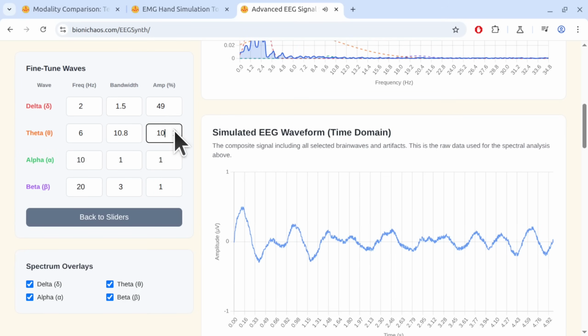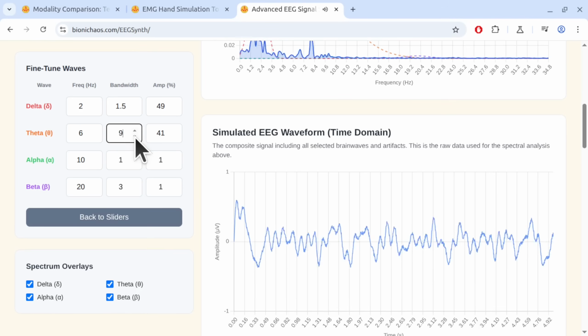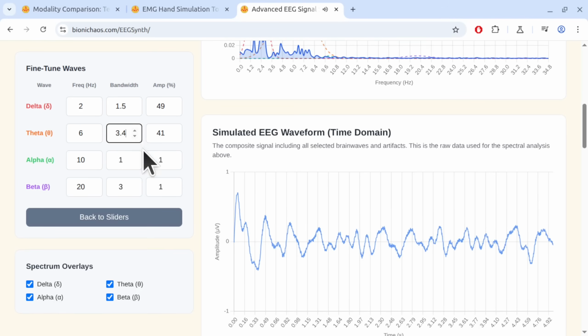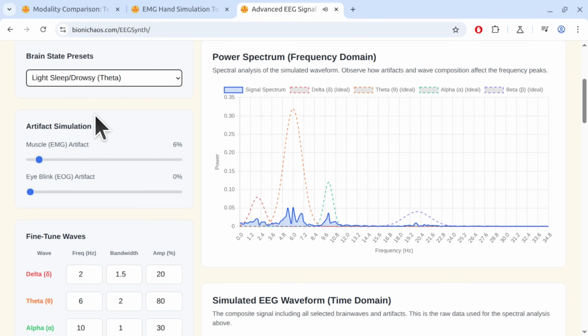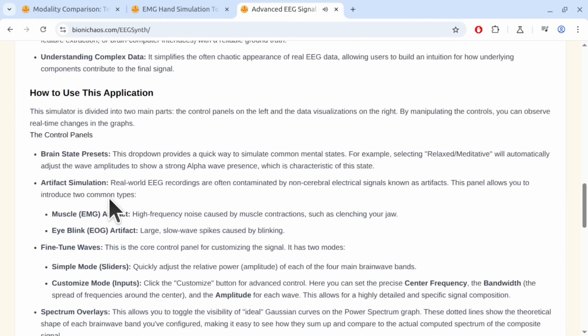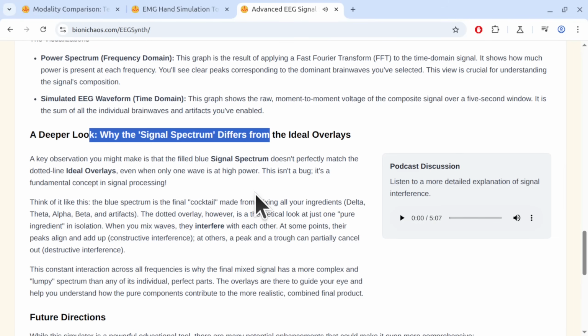Okay. Now, here's something the source really flags as important. You mentioned those dotted ideal overlays on the power spectrum graph. And then there's the actual computed spectrum, the filled-in blue area from the final mixed signal. The source says they don't line up perfectly, right? Even if you only have one main wave active. Right. And that's not a glitch. It's actually a really key concept the simulator helps illustrate visually. It's fundamental to how waves work. Okay, so why don't they match? Why isn't the final spectrum just a perfect stack of those ideal shapes?